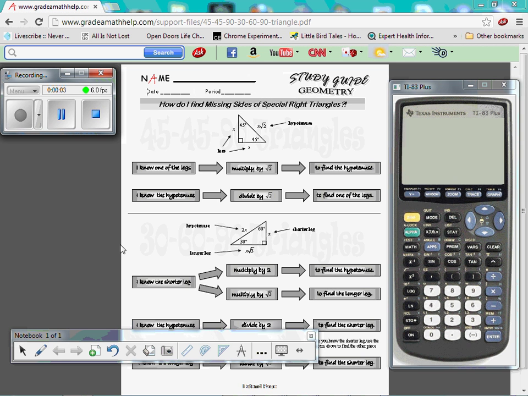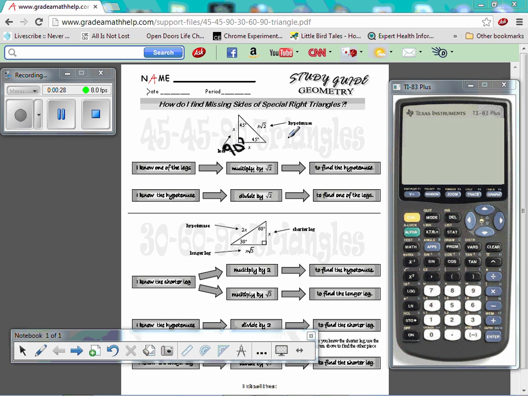Hello, I'm going to teach you today how to find the missing side of a special right triangle. What makes the right triangle special? What makes it special is that we know that the 90-degree angle is here. We know it's a right triangle, so it's going to be 90 degrees, okay?